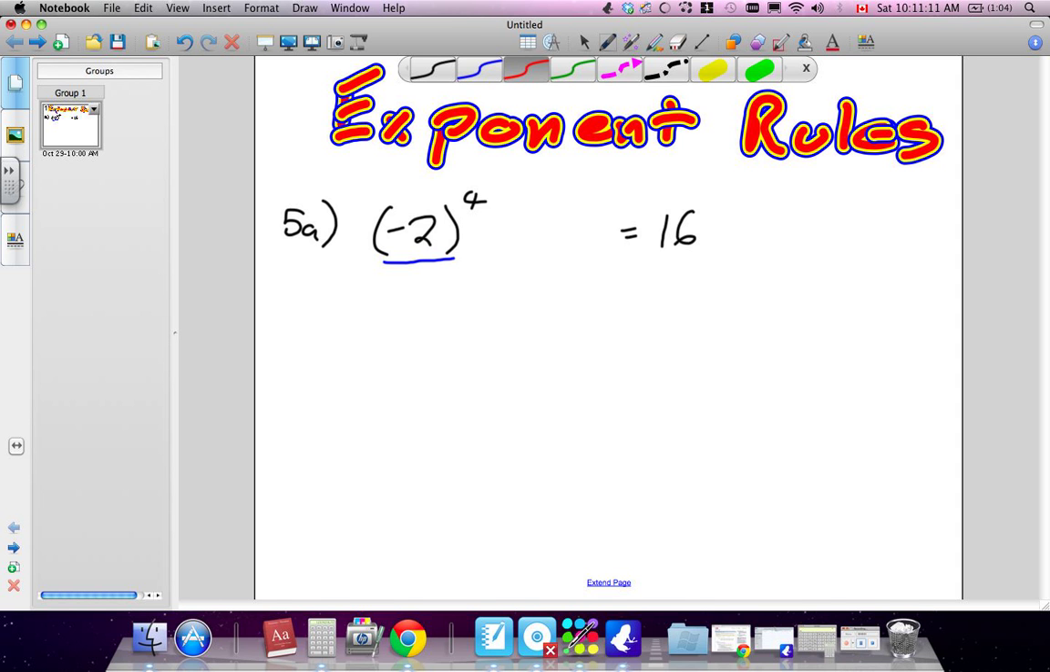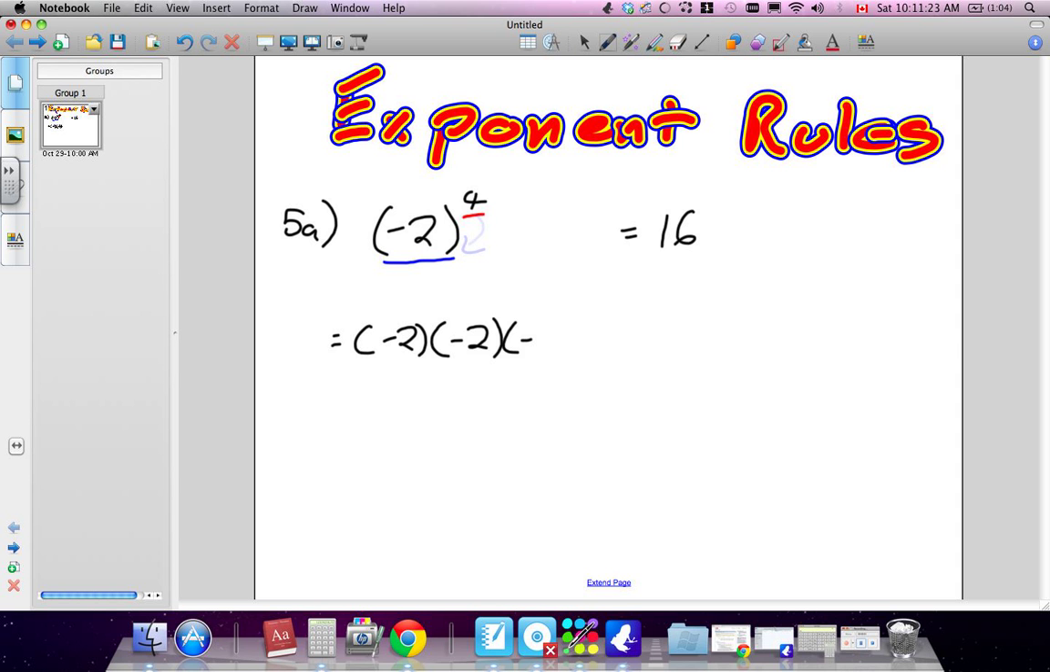So essentially, the exponent tells us how many times to multiply the base by itself, right? So what I'm going to be doing is writing negative 2 times negative 2 times negative 2 times negative 2, right? I've written it 4 times exactly. I'm going to solve these as a pair.